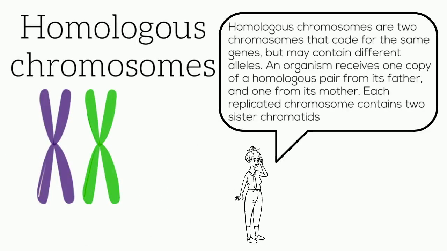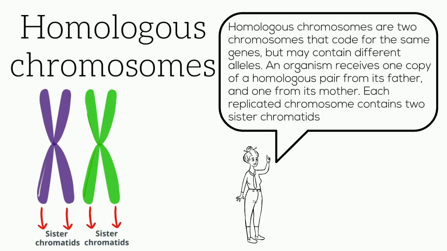Homologous chromosomes are two chromosomes that code for the same genes but may have varying DNA sequences resulting in different alleles. An organism receives one copy of a homologous pair from its father and one from its mother. Humans have 23 pairs of homologous chromosomes. Each replicated chromosome contains two sister chromatids.